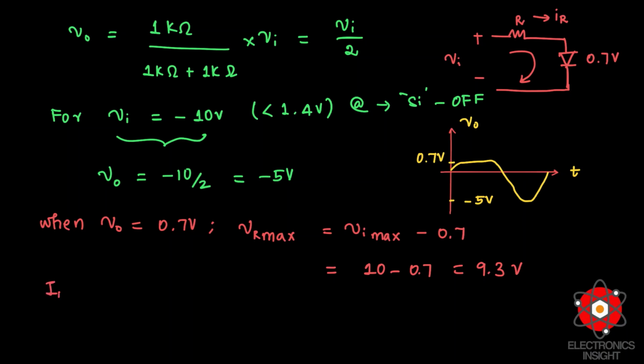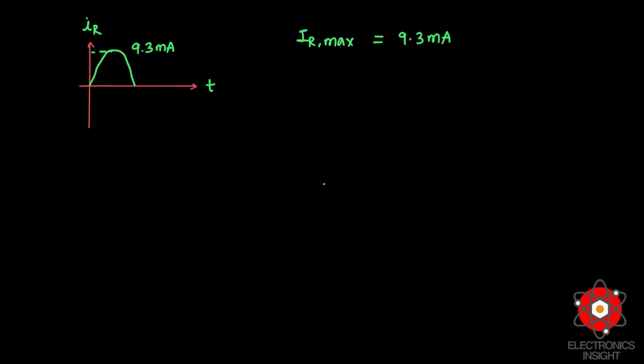And if we have to calculate IR max, then it is VR max divided by that particular resistance, which is equal to 1 kilo ohm, and VR max we know is 9.3 volt, so therefore this will be 9.3 milliamps. And I have plotted the IR current across that resistance of 1 kilo ohm during the forward bias. Now during the negative half cycle of the input, where we will have Vi equal to minus 10 volt, what will be the I max in the reverse direction, that we need to identify. Only then this sketch will be complete.